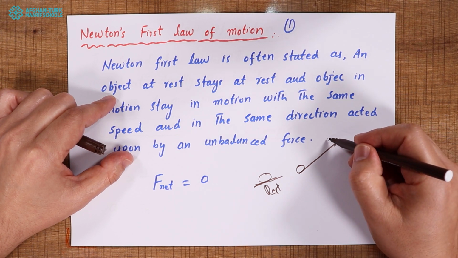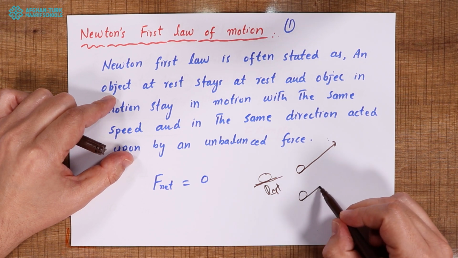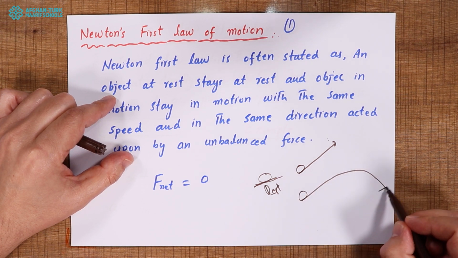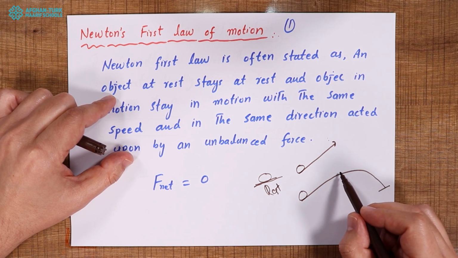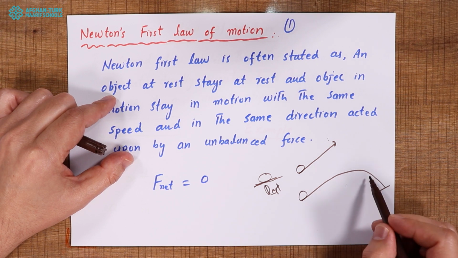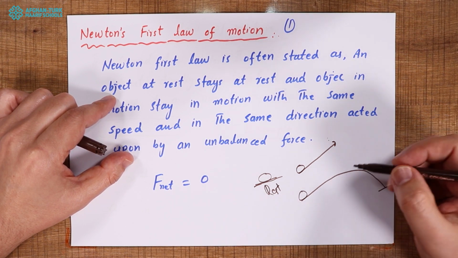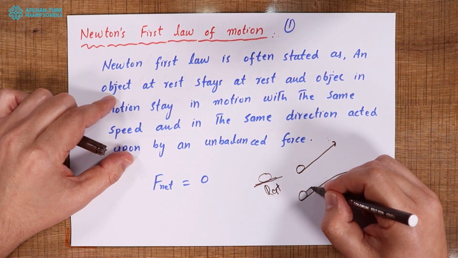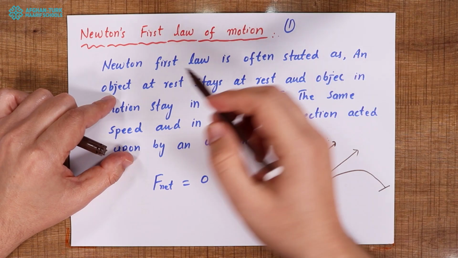Unbalanced force means, for example, if we throw a ball like this, after some time it comes down to the ground. Why? Because of the gravitational force and also because of the air resistance. If we remove these forces, like gravitational force, air resistance, and other forces, this object will always be in motion. Okay, let's see the definition.